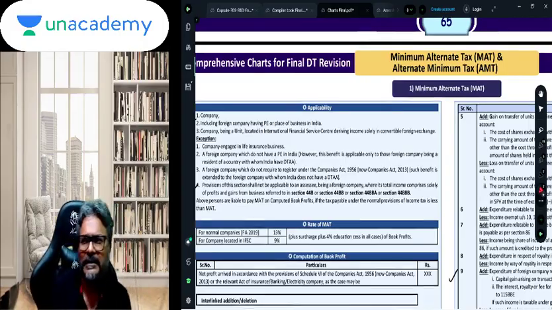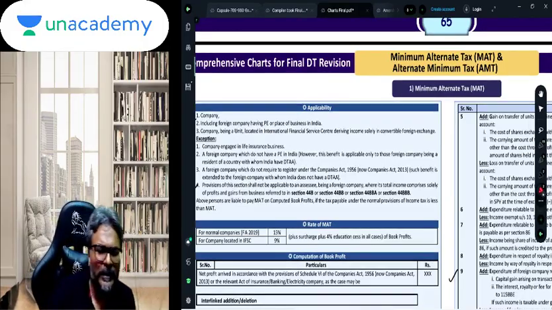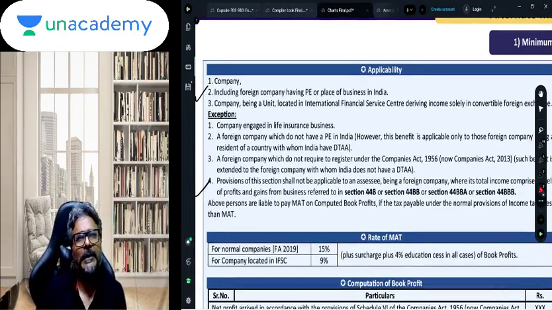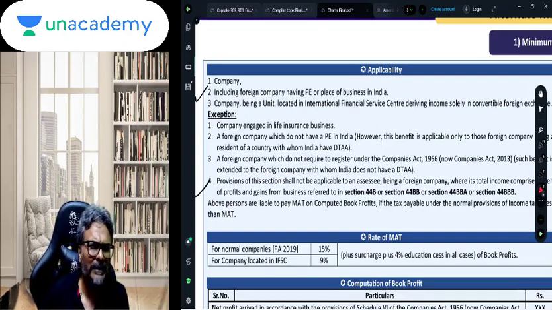Now students, my discussion of MAT will be on the important key points of this topic, so that you are in a position to revise through the key points. First of all, students, is the applicability of MAT on the foreign company. Let's talk about the foreign company first and discuss the special provisions which are there for it.